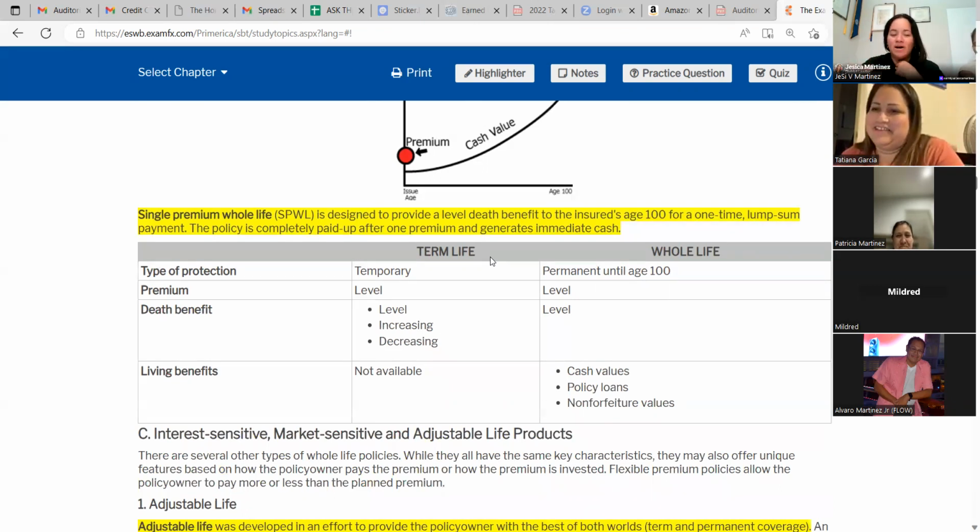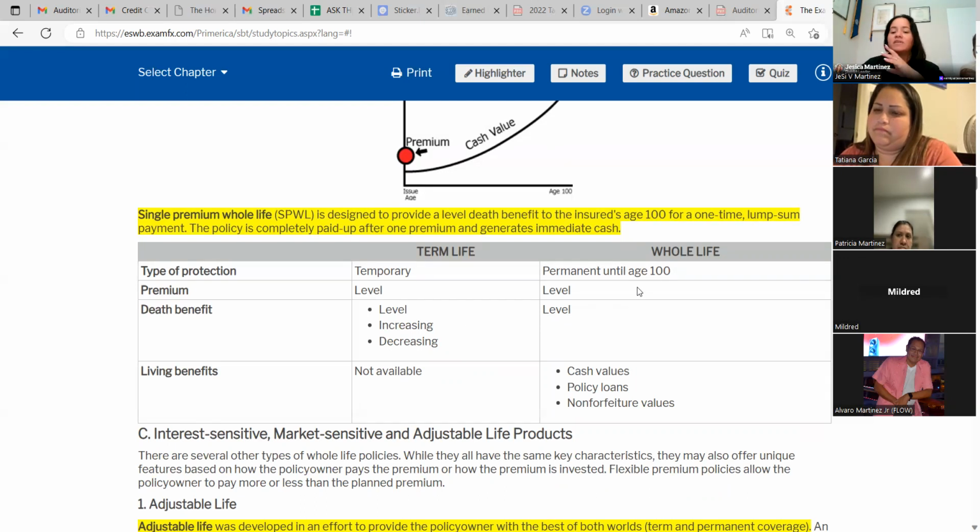So term life, whole life, the type of protection, we know term life is temporary. It means it's based on the term that you bought your policy. Whole life is permanent until age 100. So that's one of the main differences. Premium, they're both level, depending which one you choose, whether it's 20 years, pay up at 65, or single premium, whatever it is, it's level.